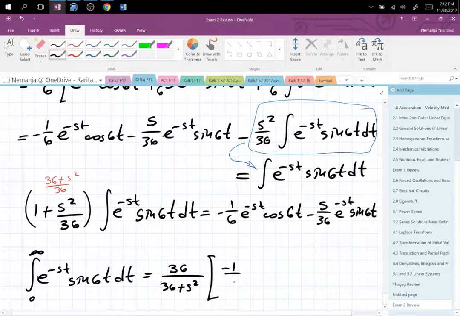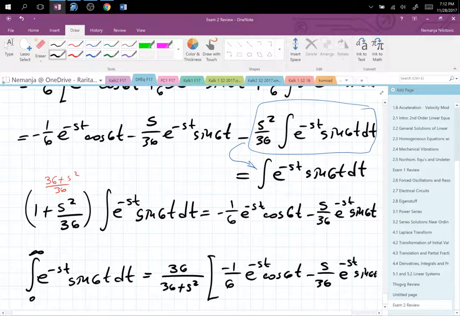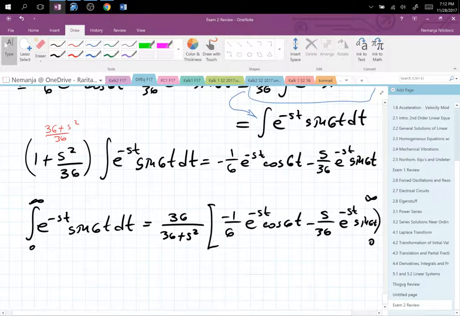negative 1 over 6 e to the negative st cosine 6t minus s over 36 e to the negative st sine 6t computed from 0 to infinity. Nice. Are we done yet? No. So now we are supposed to plug in infinity. When you plug in infinity, both terms die, right?